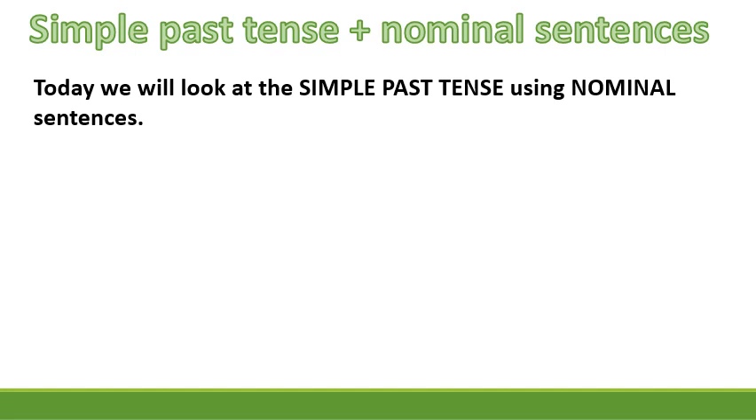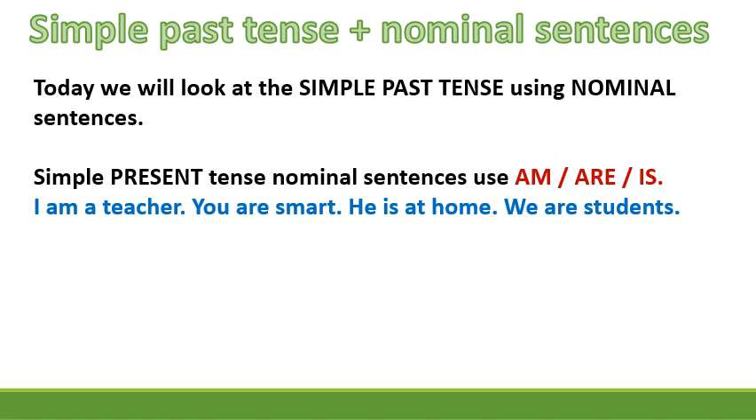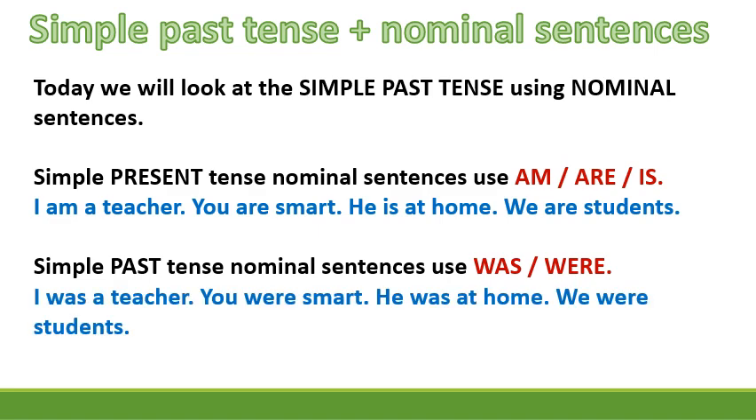Today we will look at the simple past tense using nominal sentences. Simple present tense nominal sentences use am, are and is. For example, I am a teacher, you are smart, he is at home, we are students. But simple past tense nominal sentences use was and were. For example, I was a teacher, you were smart, he was at home, we were students.